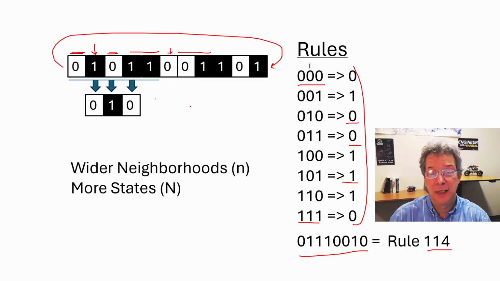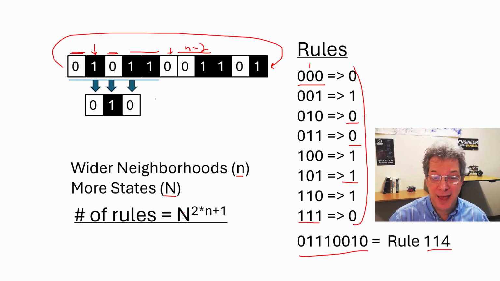In fact, if we look at our wider neighborhoods and say the size of the neighborhood is lowercase n, so this would be a neighborhood here, n equal to 2. And if we take the number of states as being capital N, then the total number of rules that we need in our rule set is capital N, the number of states, raised to the power 2n plus 1. And you can sort of see that. The number of states is capital N.